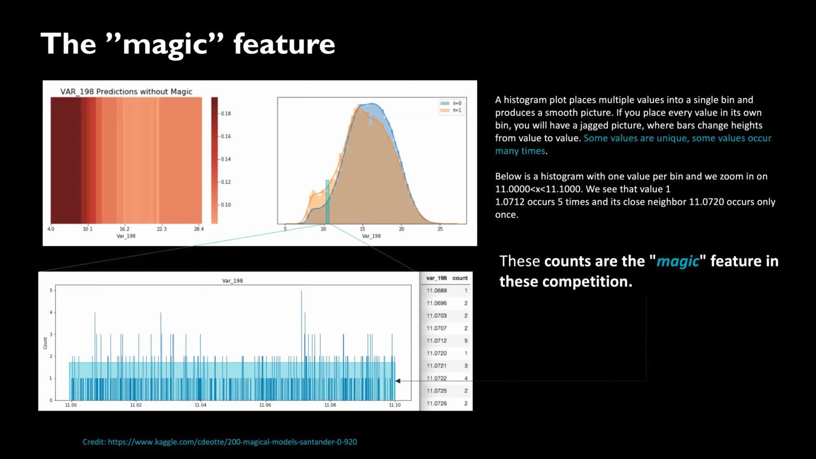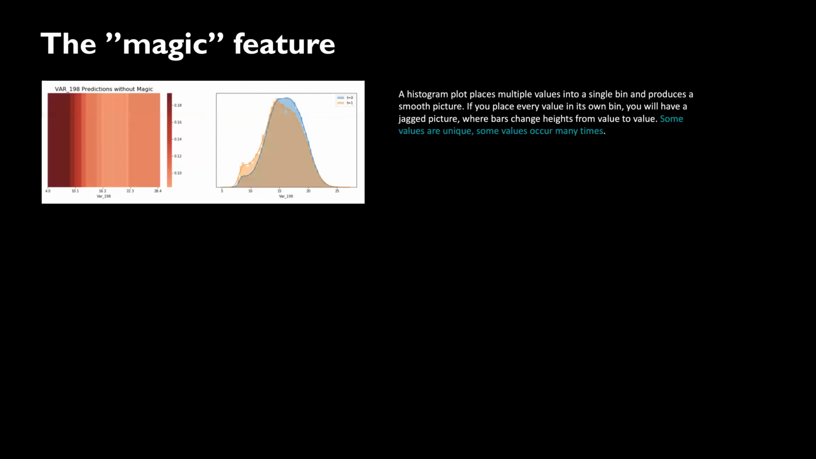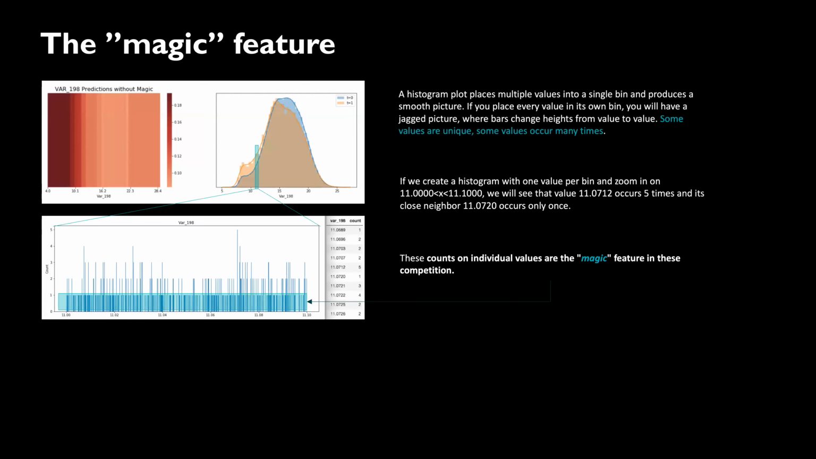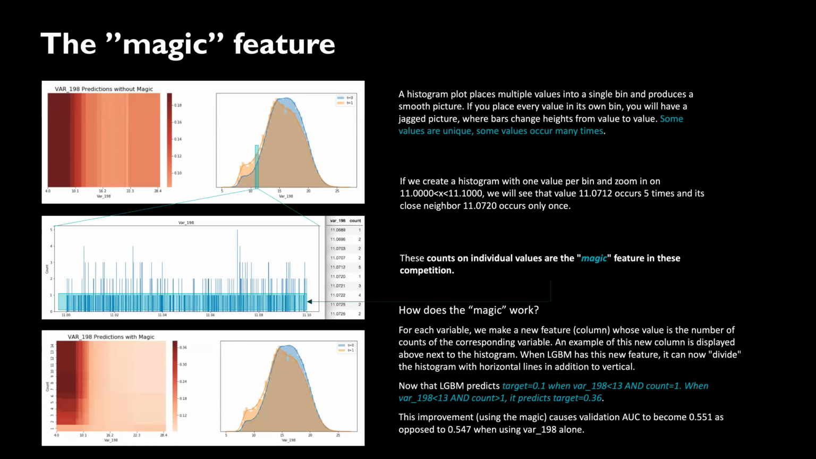But this is what I'm showing here. The magic feature is the most important finding, the most important mystery in this computation. So let me explain what the magic feature is, and how the interpretation works, how the magic works. We've already seen the distributions, and after the original dataset, we take a close look at the data.